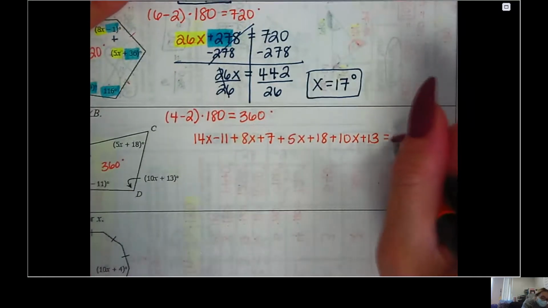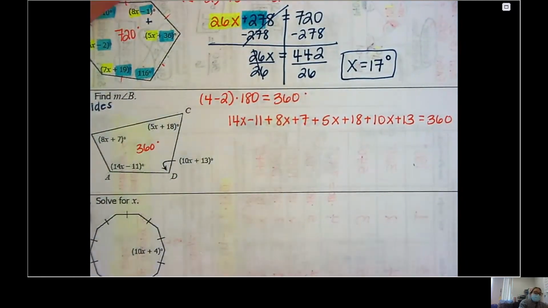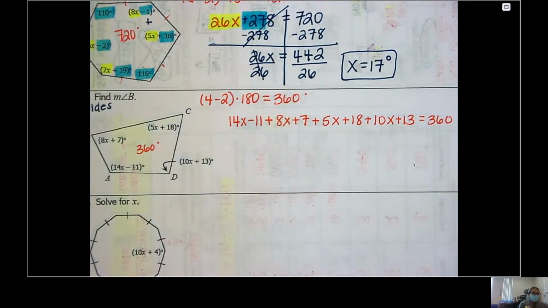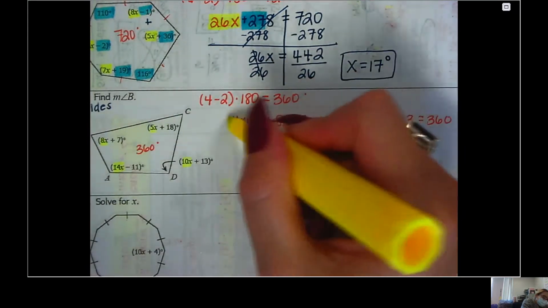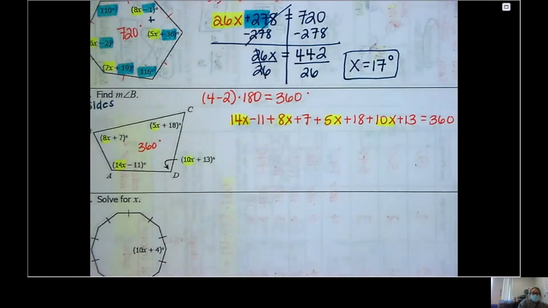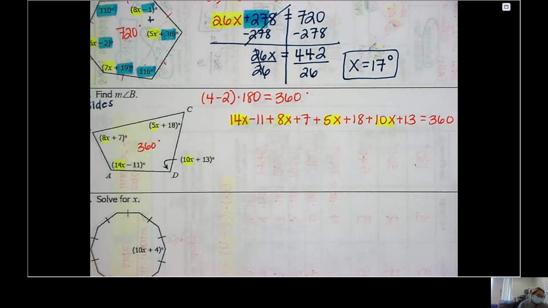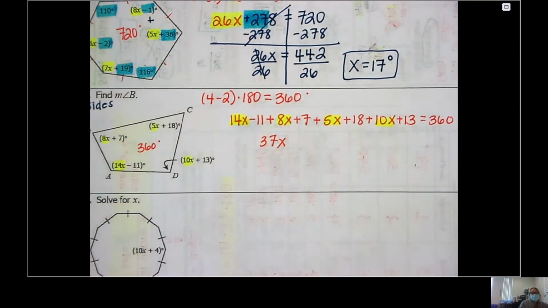Equals 360. All right, adding everything together. So even if you didn't write the whole thing out, even if you did it this way, what should be the first thing that I do? Combine like terms. So I'm going to put all of my x's together. Okay. What's 14, 8, 5, and 10x put together? 37? Okay. All right, all my x's together is 37x.